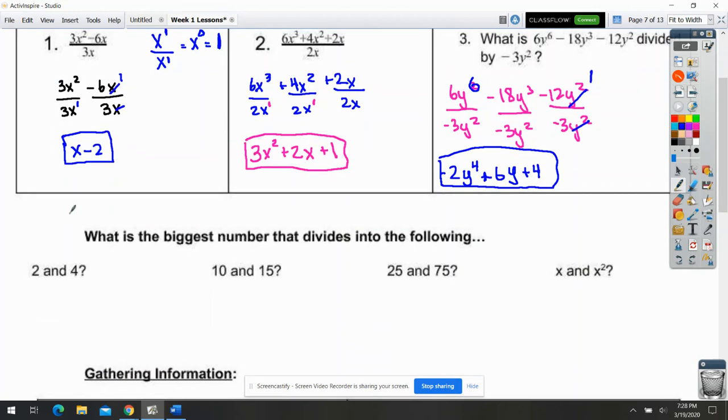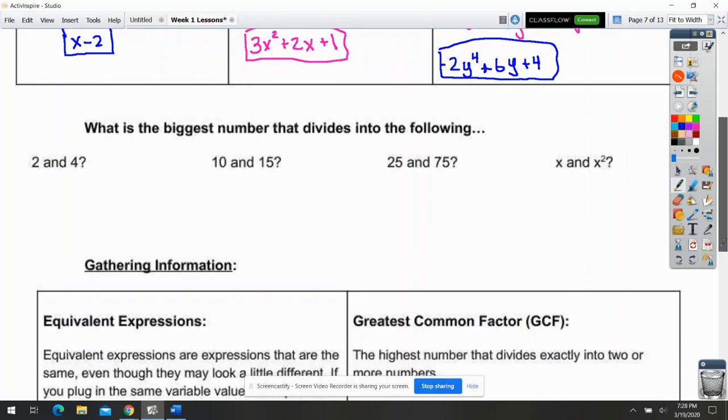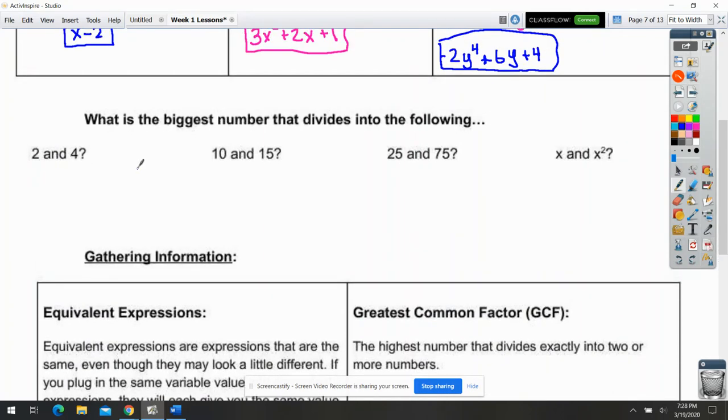All right. So today's lesson is about finding the greatest common factor. So what is the biggest number that divides into the following? When we're finding the biggest number that divides into two numbers, we're finding the factor that they both have in common. So factors, if you want to write, factors are numbers that multiply to that number.